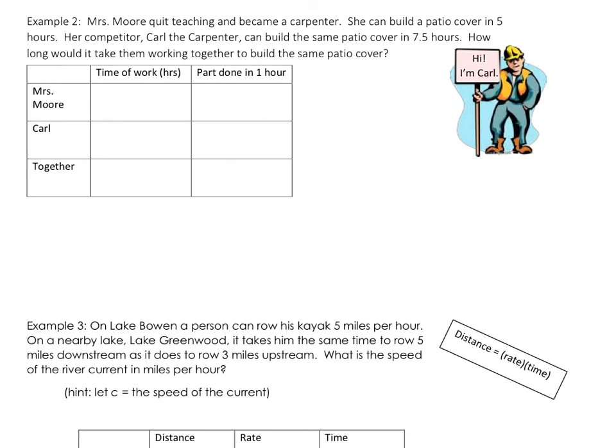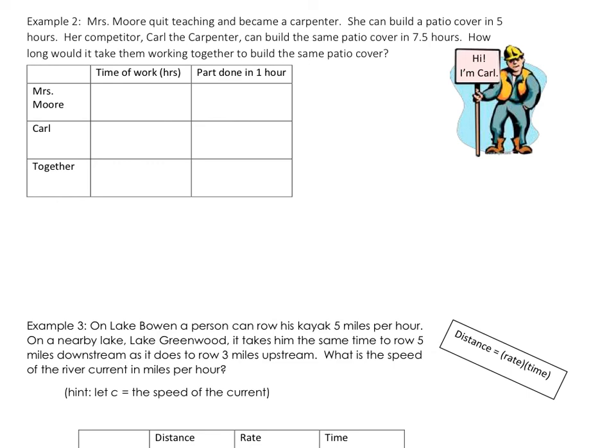So my second example is Miss Moore has quit teaching and become a carpenter. She can build a patio cover in 5 hours. Her competitor, Carl the carpenter, can build the same patio in 7.5 hours. How long would it take them working together to build the same patio cover? So this is dealing with work. So the first thing I need to do is figure out my numbers that I'm working with.